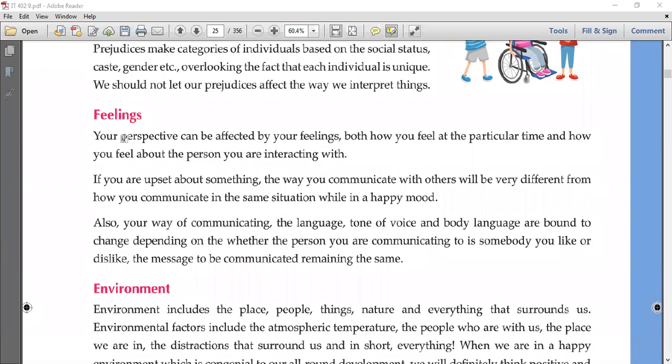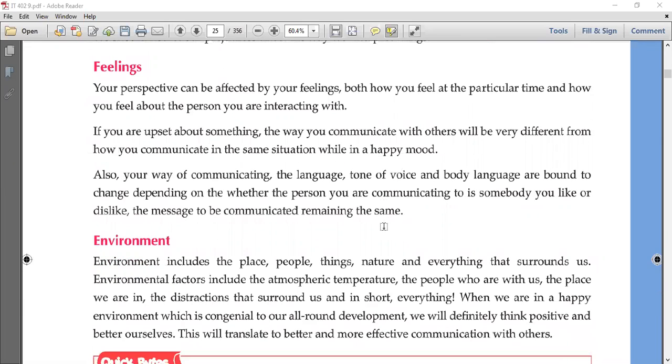Then feelings. Your perspective can be affected by feelings, both how you feel at a particular time and how you feel about the person you're interacting with. And if you're upset about something, the way you communicate with others is very different from when you communicate with them in the same situation while in a happy mood. कई बार आप एक ही सिचुएशन में हो, आप एक बार अपसेट होते हो, your communication will be different. एक बार आप खुश होते हो, same situation है, then your communication will be in a different way.